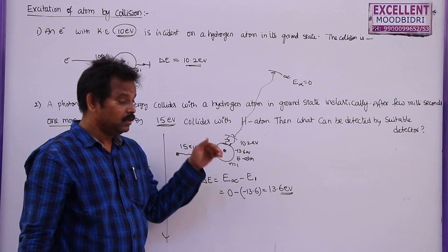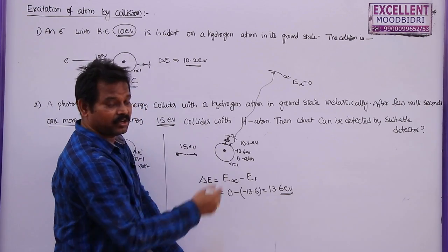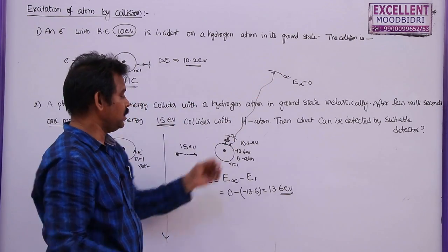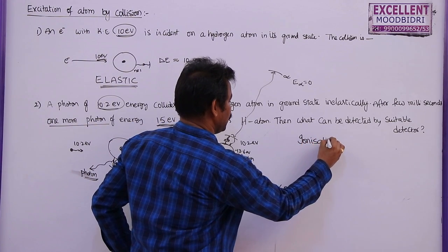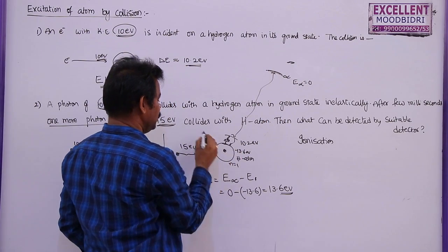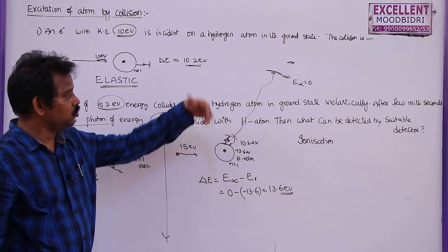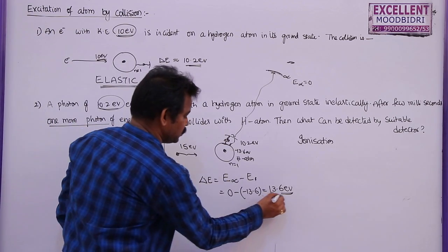That means from one orbit to another orbit, the transition is called excitation. If this electron reaches the infinite orbit, that is called ionization, because this electron will leave the orbit and go outside with the supplied energy of 15 electron volts. So for this atom to ionize, we need only 13.6 electron volts.